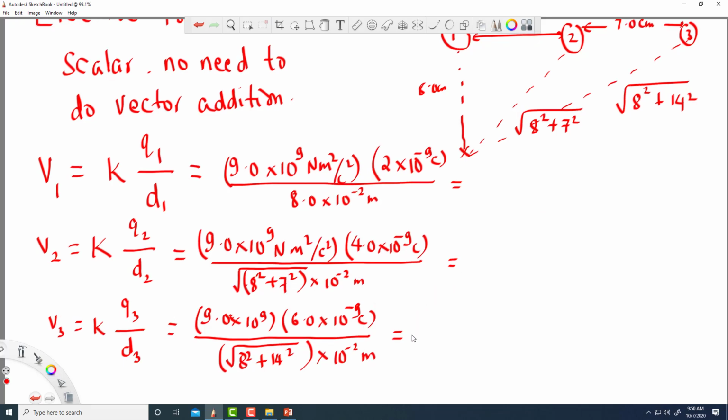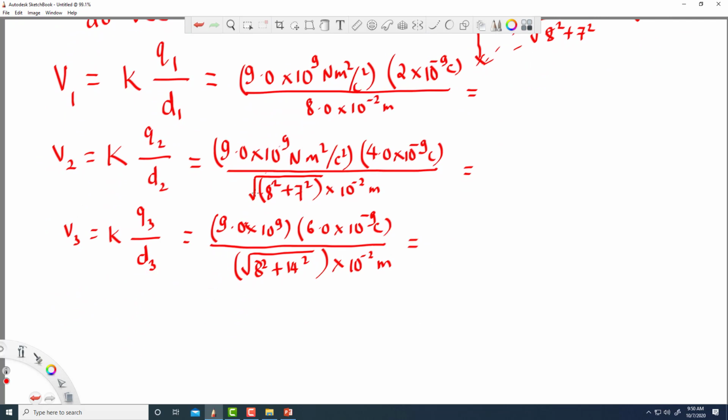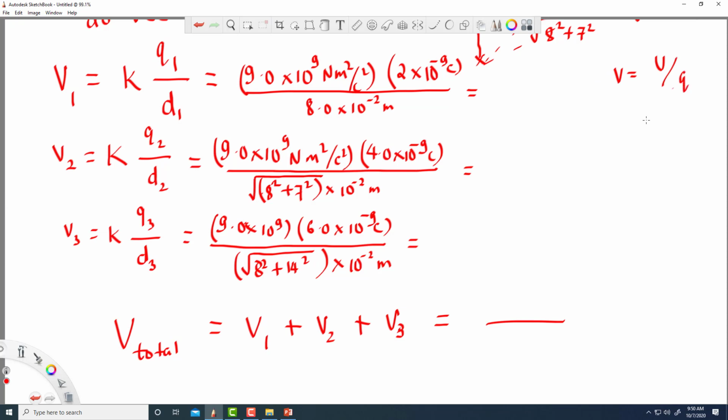And again, addition is straightforward. V total would be just adding the 3 V's: V1 plus V2 plus V3. And that gives you the potential. Because we know potential is energy per unit charge, and energy is in joules and charge is in coulombs, the unit is joule per coulomb.